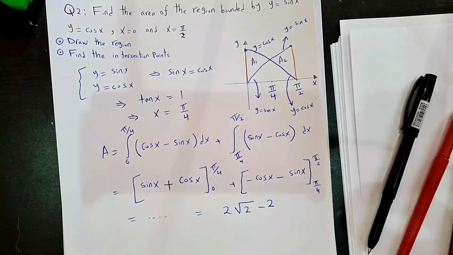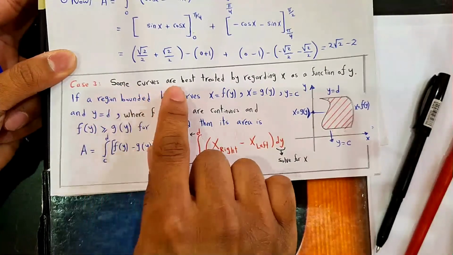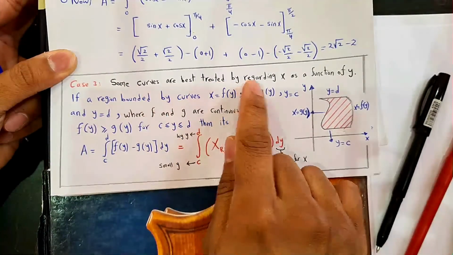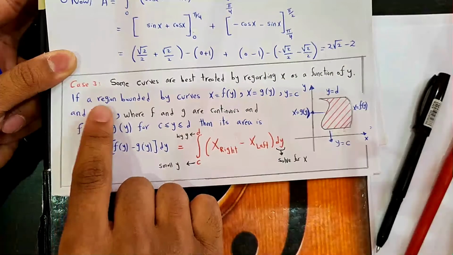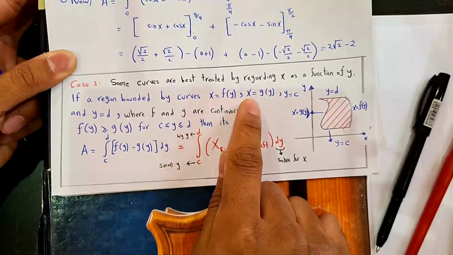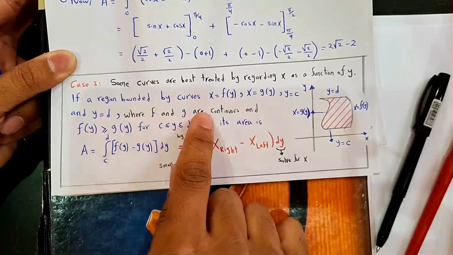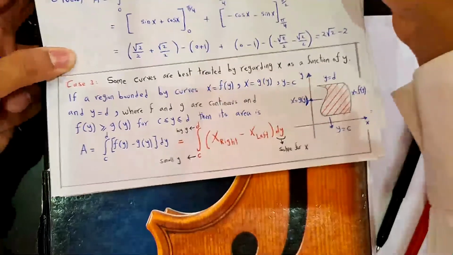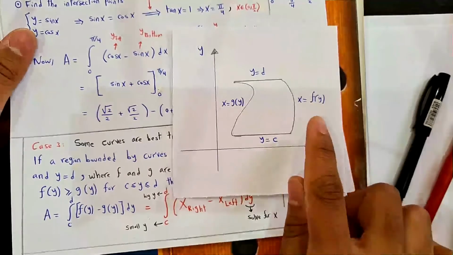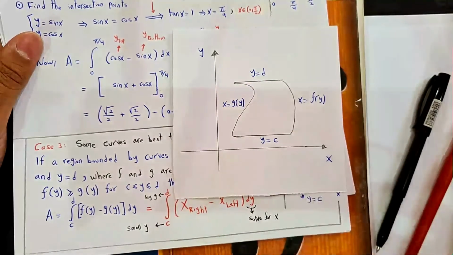Let us see case number 3. Case 3, he said, some curves are best treated by regarding x as a function of y. If a region is bounded by curves x equal f of y, x equal g of y, y equal to c, and y equal to d, where f and g are continuous, for sure, see this curve here, or you may see it here in a big shape. This is x equal f of y, this is x equal to g of y, this is y equal to d, and this is y equal to c.